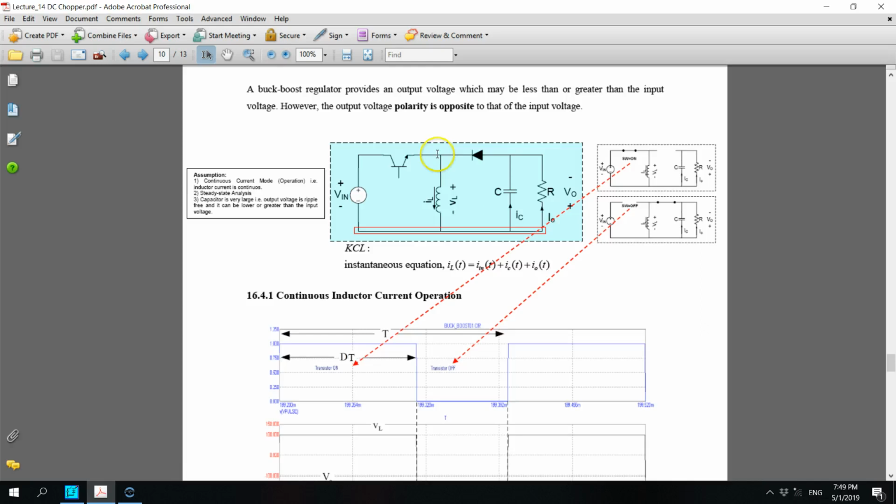Okay, similar to the boost converter, we need to relate the inductor current and the output current. Because in the case of critical current, during the boundary between continuous and discontinuous, we need to consider the critical output current, the minimum output current. So we need to relate IL and I0.